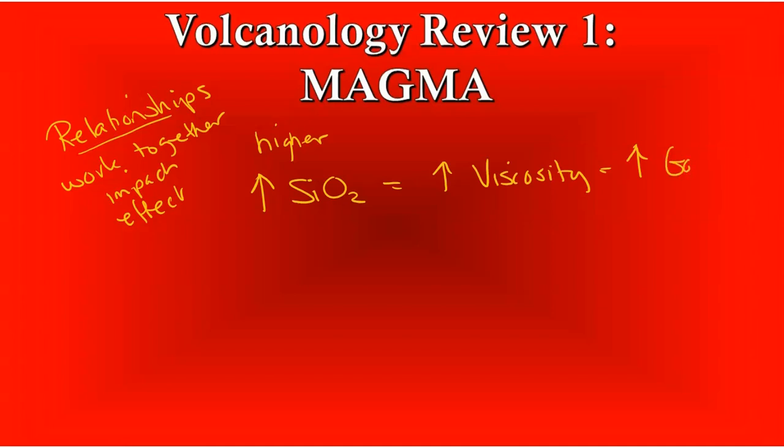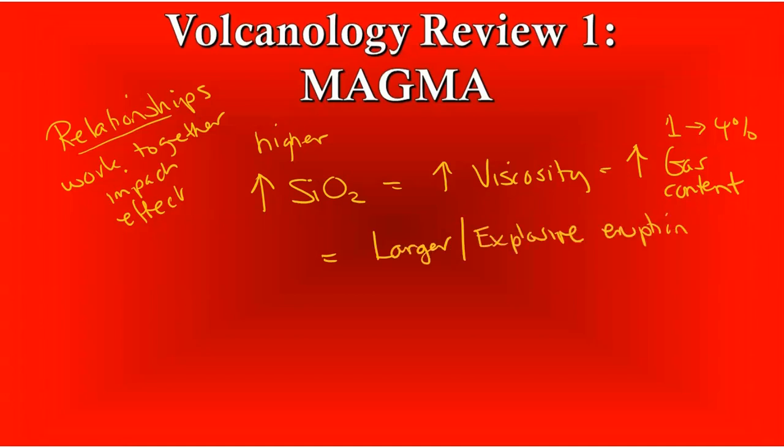the more gas content it will hold. So from 1 up to 4% gas as a content. And the more gas equals a larger, more explosive eruption. And this would also equal a lower temperature. So the magma or lava would be colder as it is thicker with more silica. So all these are connected.